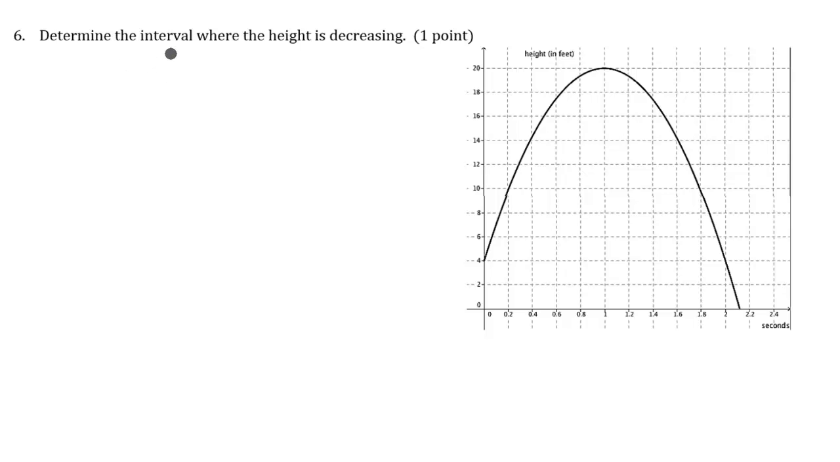We need to determine the interval where the height is decreasing. So the vertical axis here represents height. So we want to figure out when these numbers are decreasing. If we follow the graph right here, all these y values are increasing. You can see from here it's 14, goes to 16, and then it goes up to 18 here, and then up to this top part.